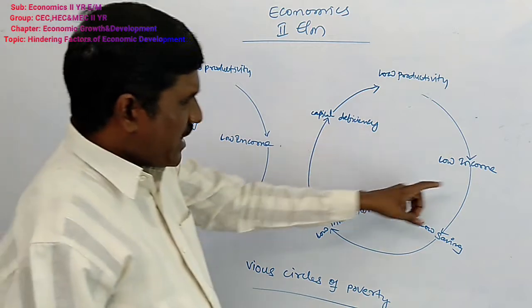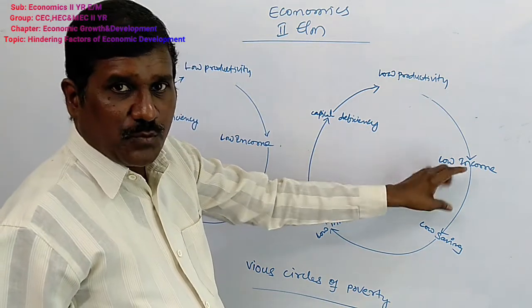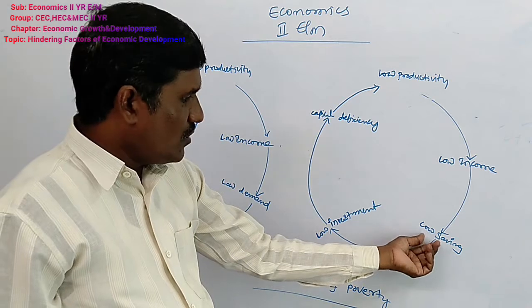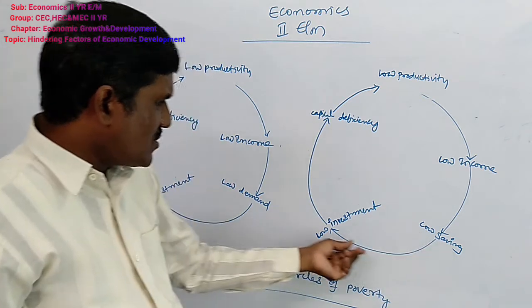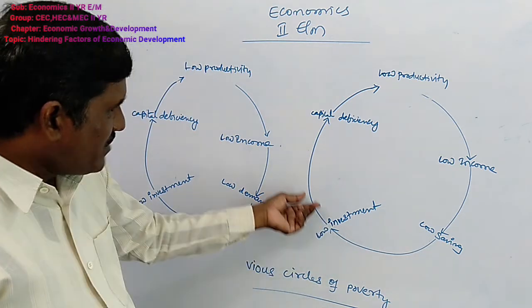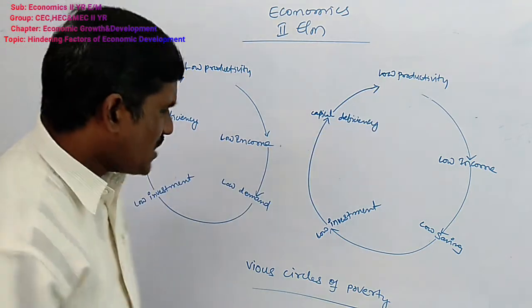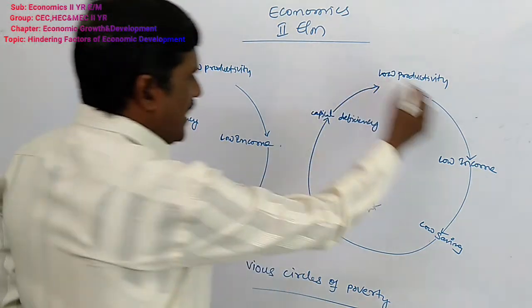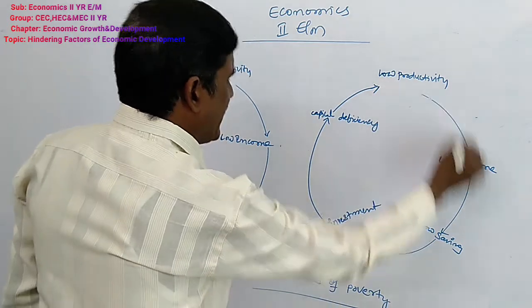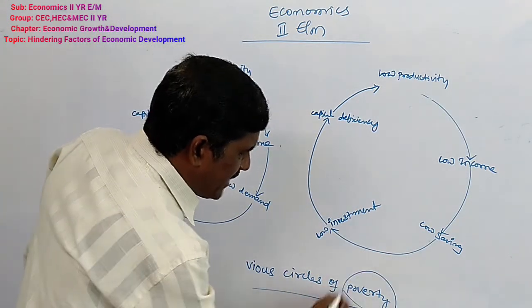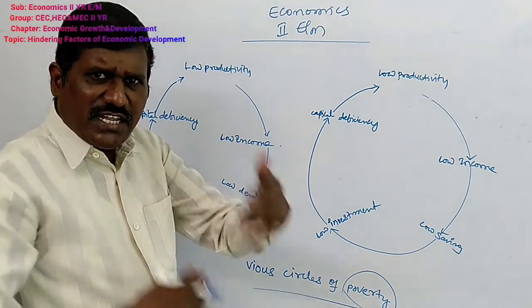Then the supply side, low income. The people who are getting low income do not have sufficient savings. Low saving leads to low investment, and low investment leads to low capital. It leads to low production. So these are called vicious circles. It is a circle. Again and again it will appear. Vicious circles of poverty. Why is India poor? Because the vicious circles are there.